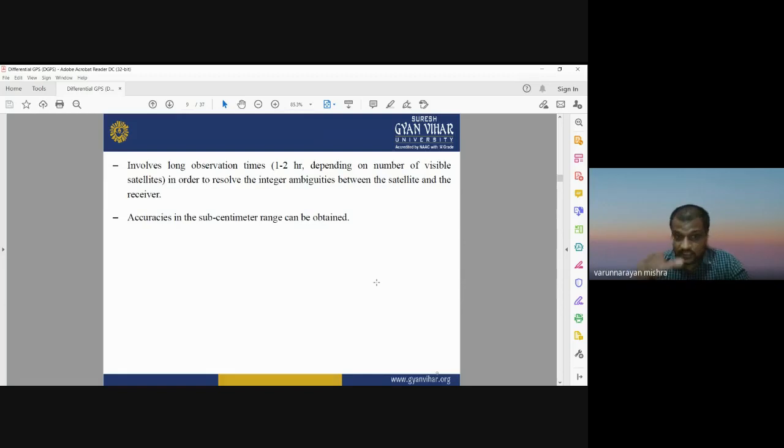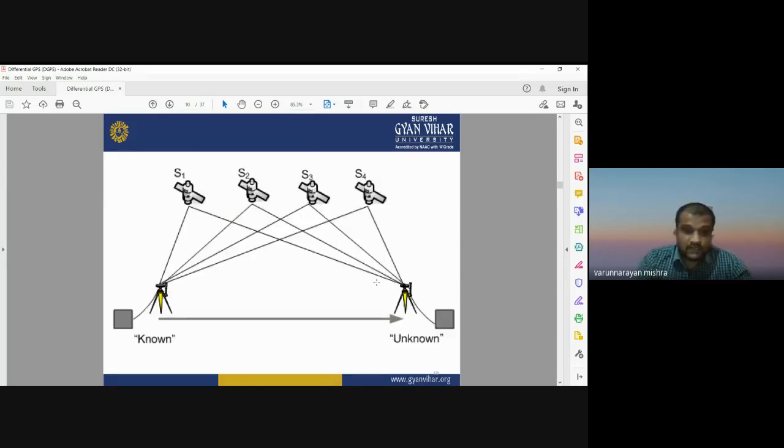This static DGPS survey is very good for getting centimeter level of accuracy, but it will take more time because you need 1 to 2 hours to get the coordinate at the same location. So it's a tedious job. It is a time consuming static survey, but it will provide you accuracies up to centimeter level. This is the way in which static DGPS survey works.